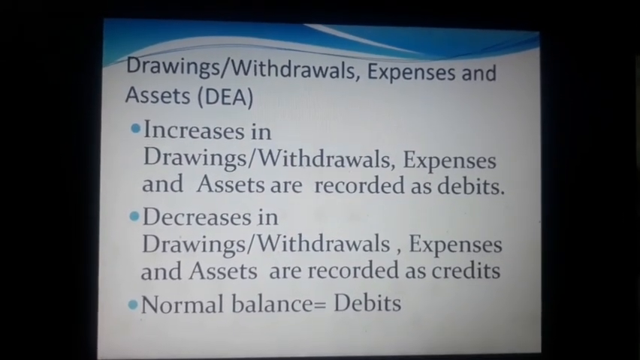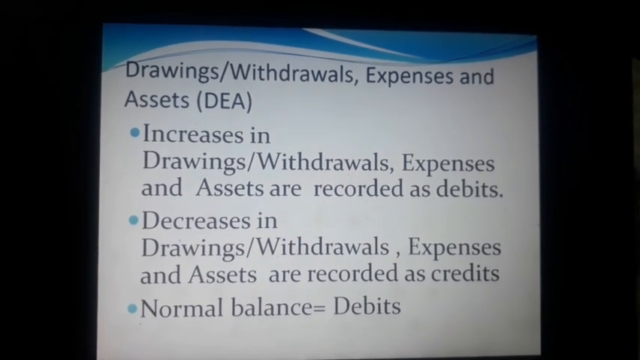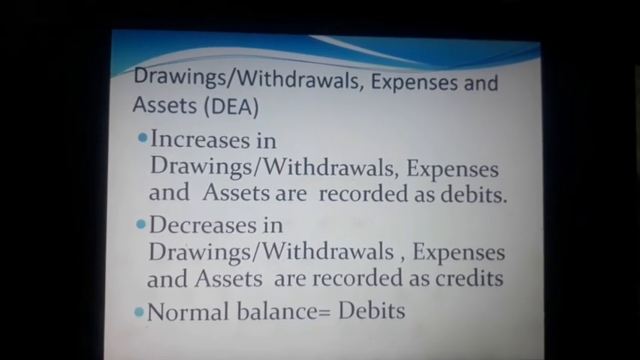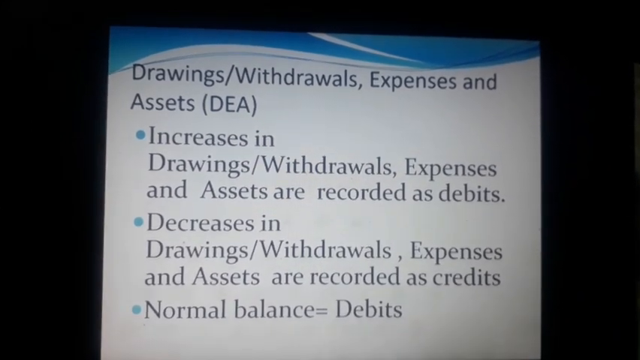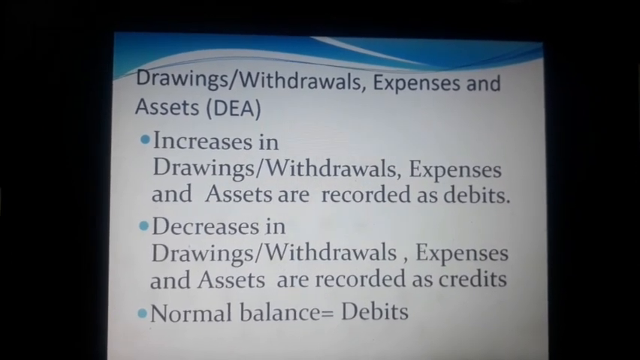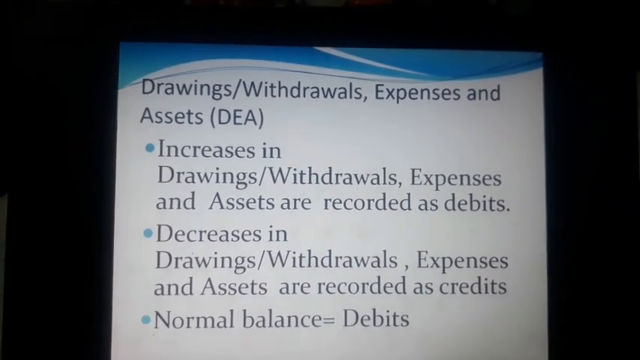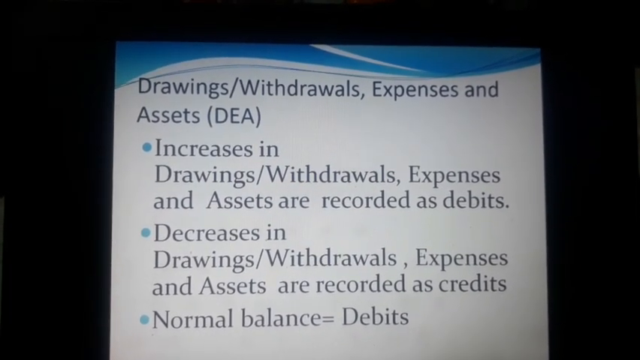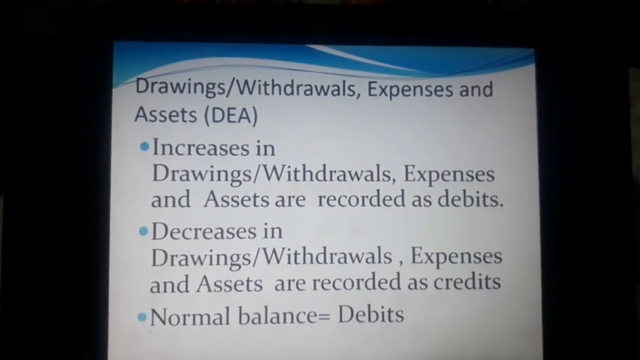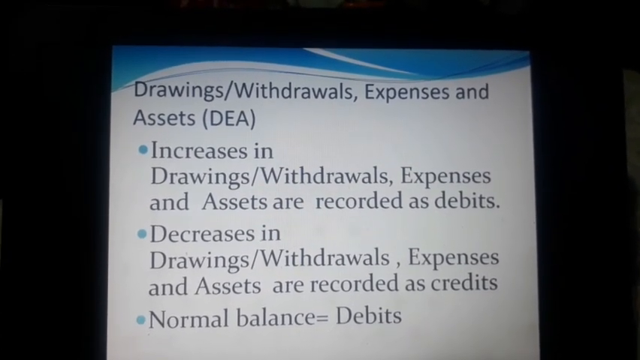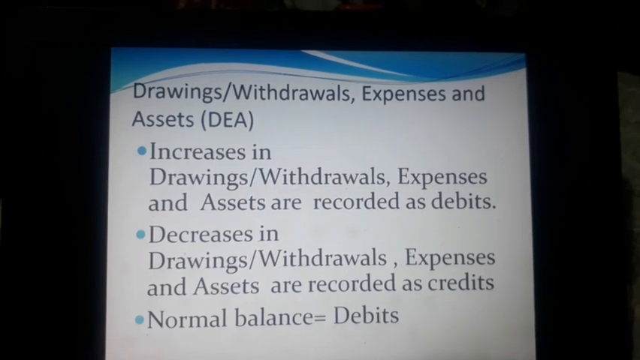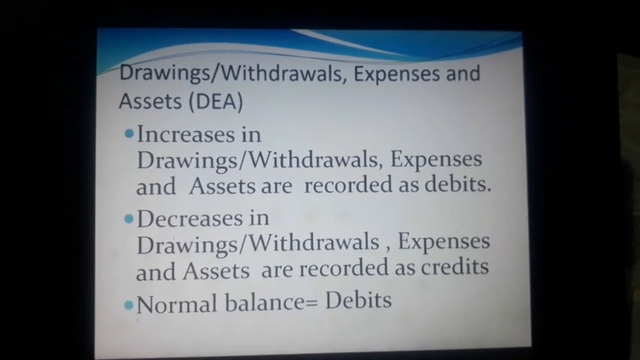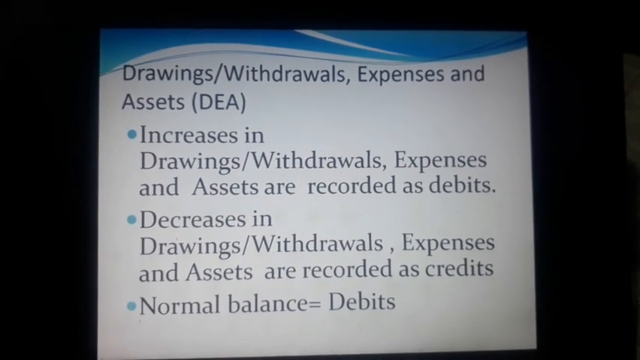So, normal balance po ng ating drawings, ng ating withdrawals, ng ating expenses. Drawings or withdrawals ay isa lang po ang term. Expenses and assets, ang normal balance niya po ay debit. So, kapag nag-debit po tayo, increase po, nadadagdagan po ang ating withdrawals, expenses, assets. Kapag nag-decrease naman po or nababawasan po ang ating withdrawals, expenses, and assets, nire-record po natin siya as credit. Maliwanag po mga besh? Okay, next.